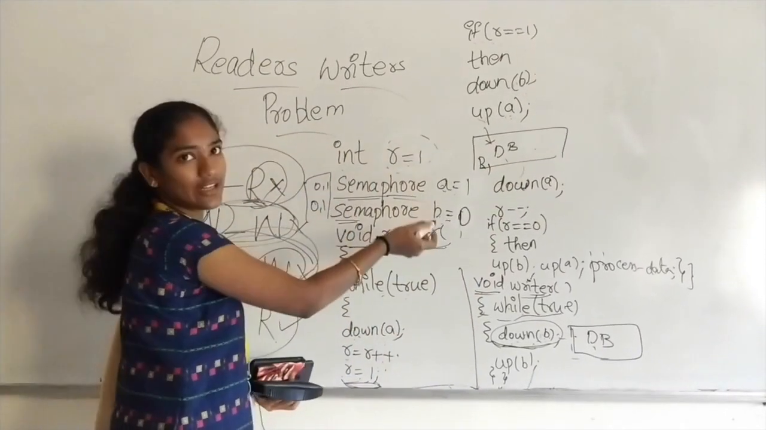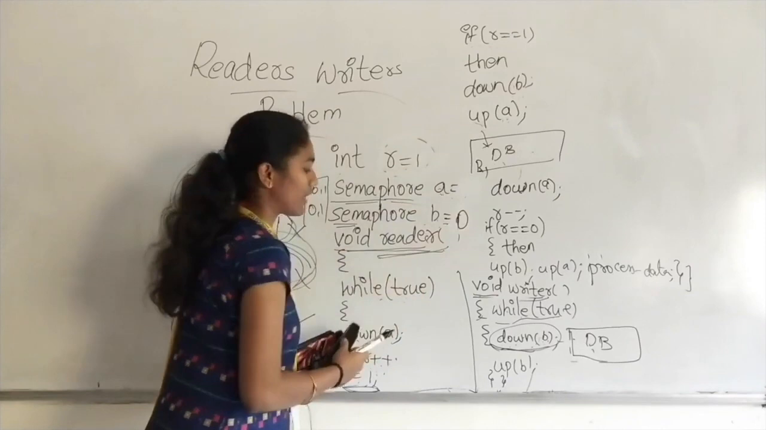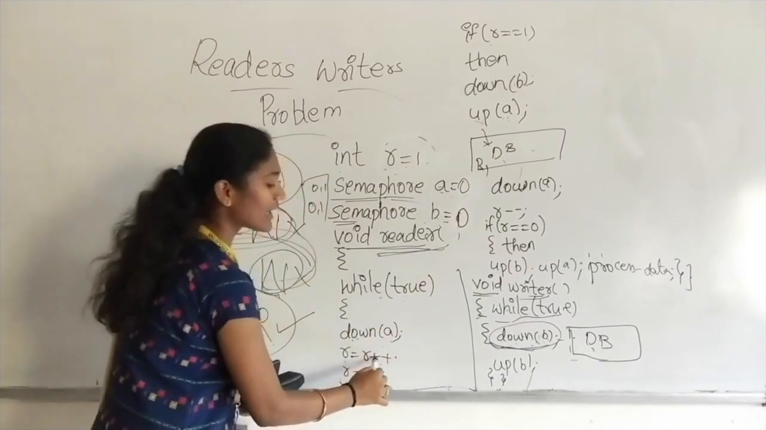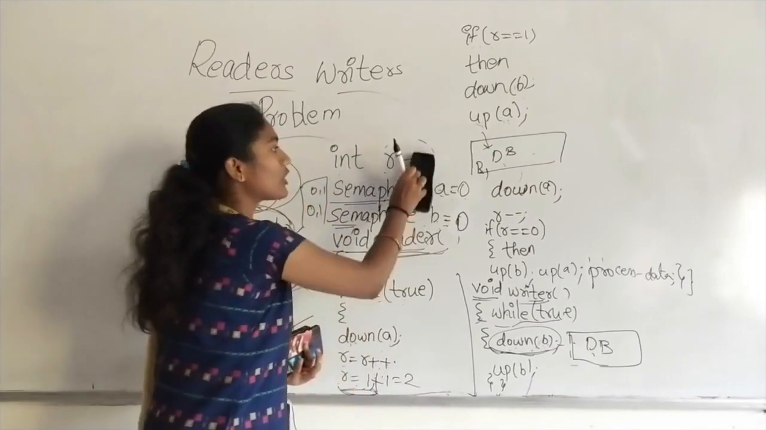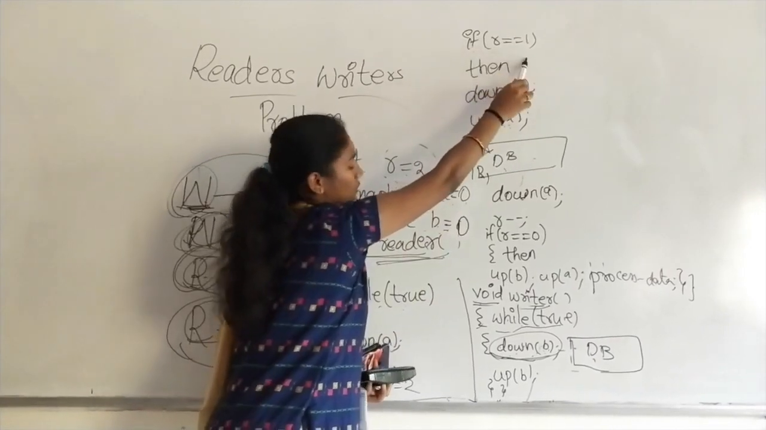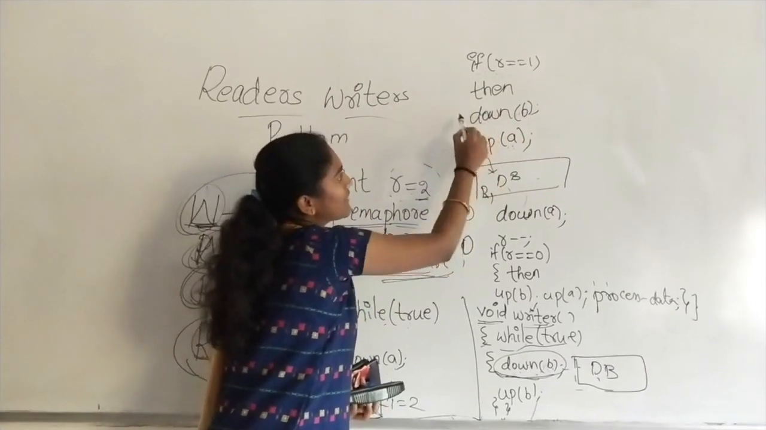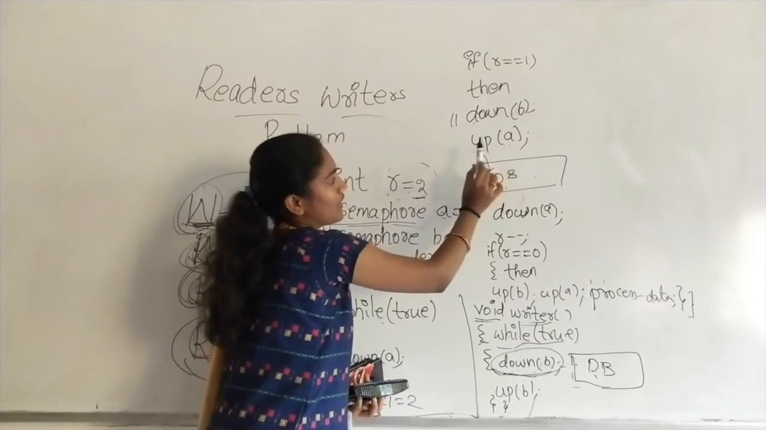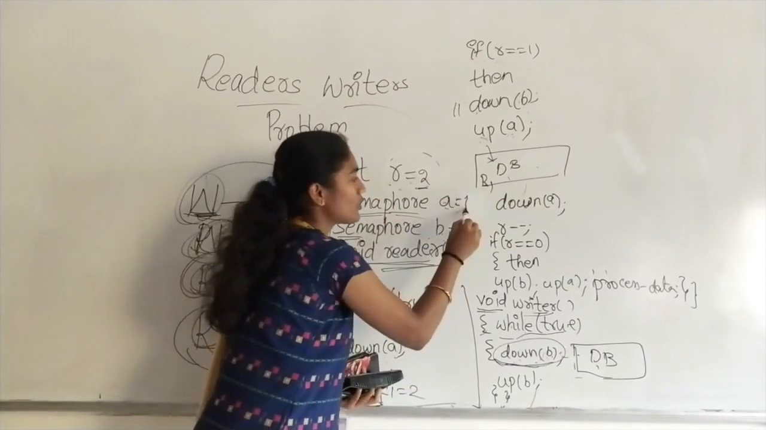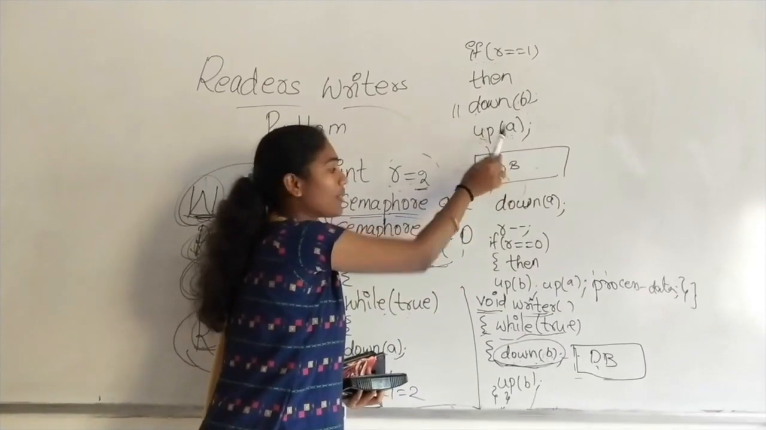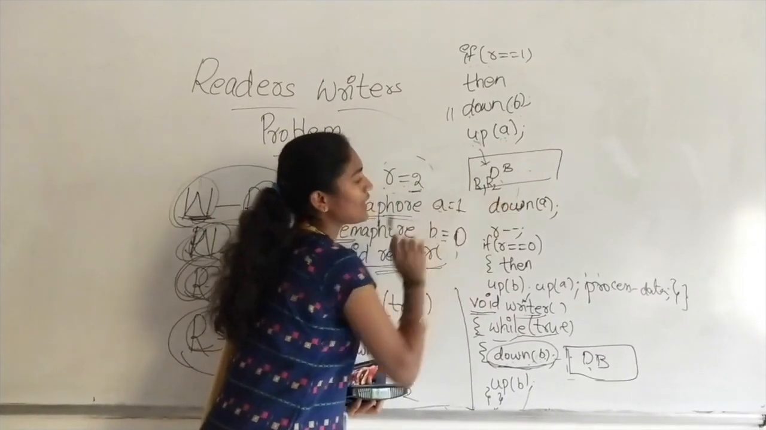Now another reader wants to enter into the database. So it decreases the value of a. So the value of a is 1 and decreases to 0, and r value will get incremented by 1. So 1 + 1, 2. Now the r value is 2. Now we have r equal to 2, which is not equal to 1. So directly it will skip this down of b and execute this up of a. It increases the value of a. So now the a value is equal to 1. It increments the value of a to allow other readers to come into the database. So now R2 also came inside.